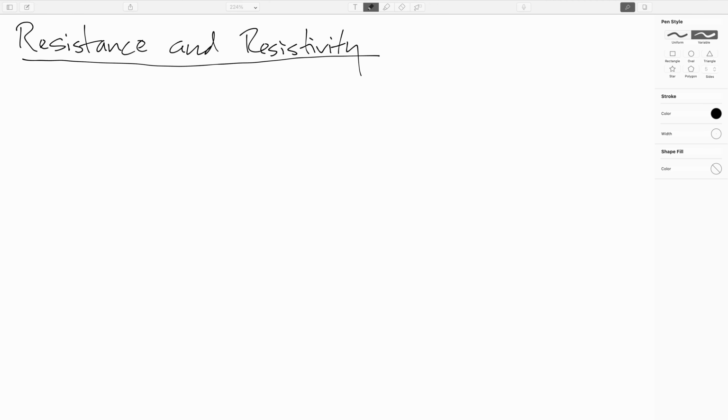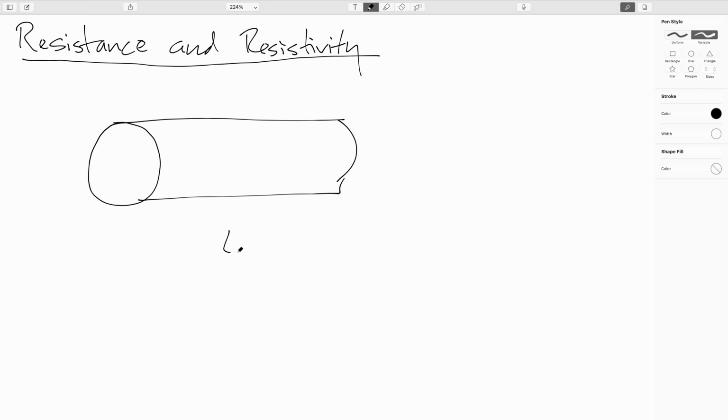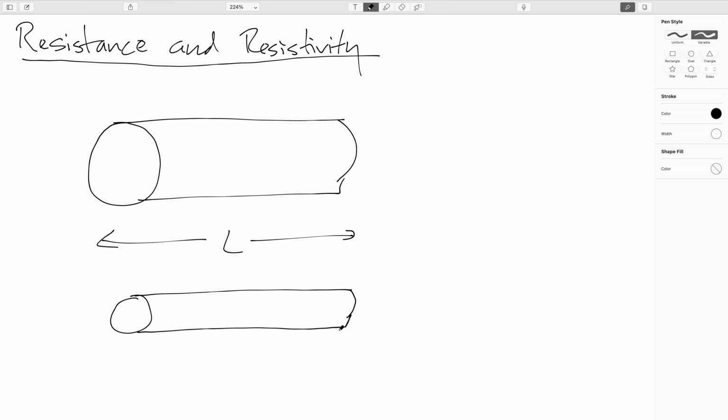So with that, let's start by imagining that I have two wires that are made of the same material. They're both the same length. We'll say that length is L. But the upper wire is fatter than the lower wire. So which one of these has the greater resistance? The upper one or the lower one? Pause and get back with me.